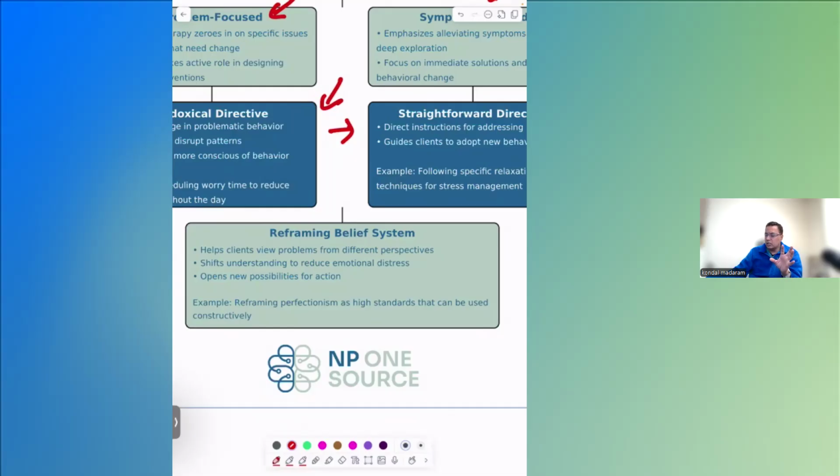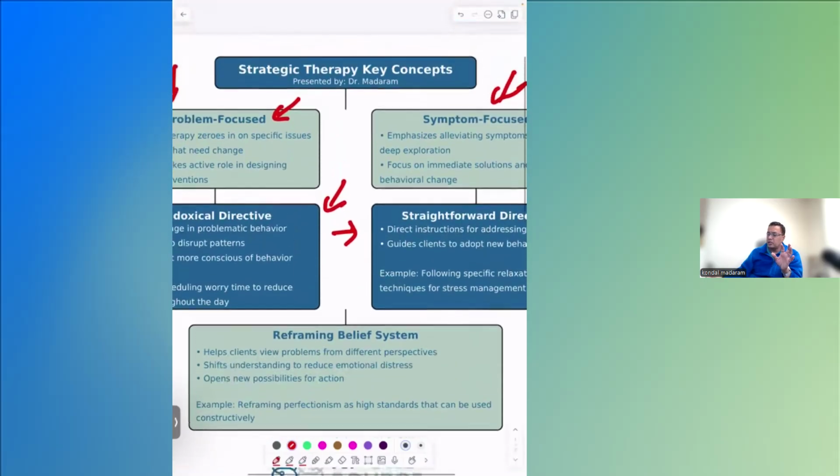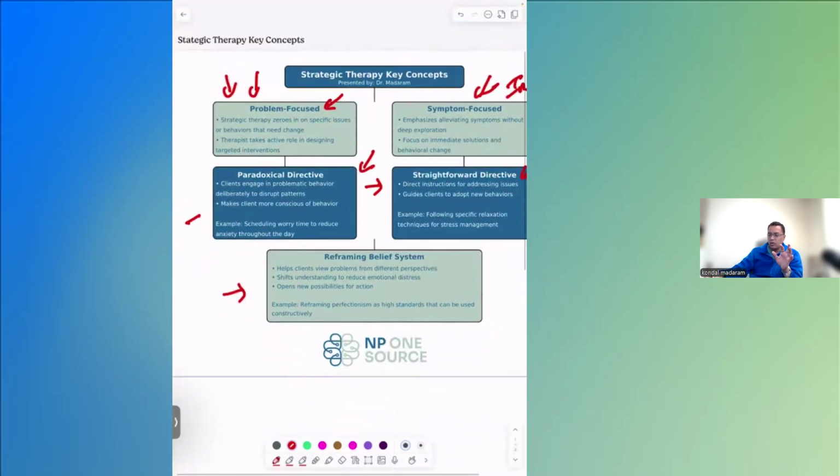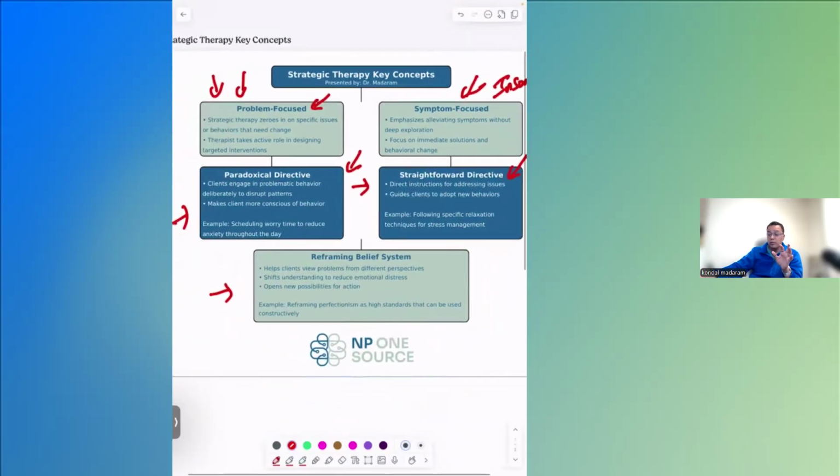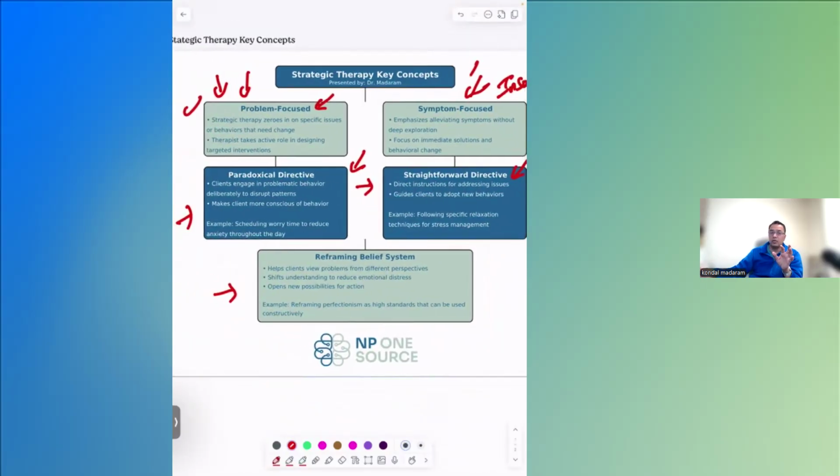So, strategic therapy is very powerful. It blends creative approaches like the paradoxical with straightforward approaches, with problem focused and symptom focused.